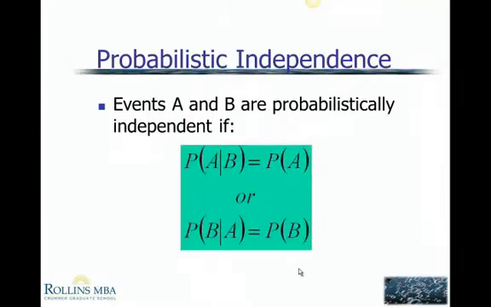And we can express that as the top expression here. So if the probability of A given B is equal to the probability of A regardless of B, then the two events are independent.